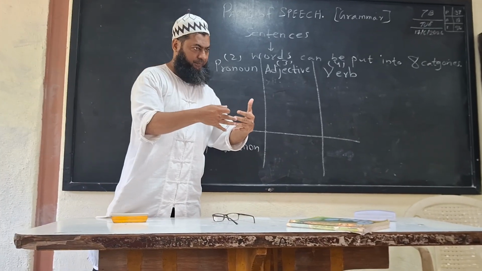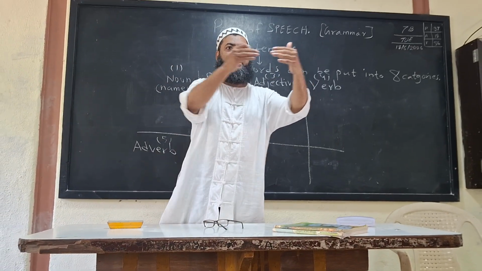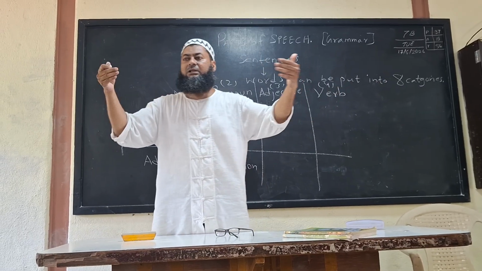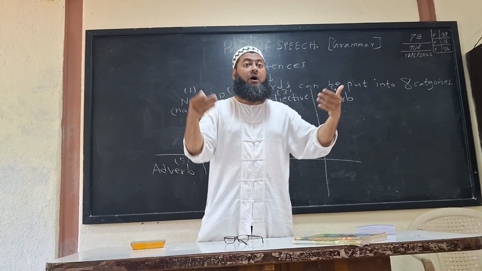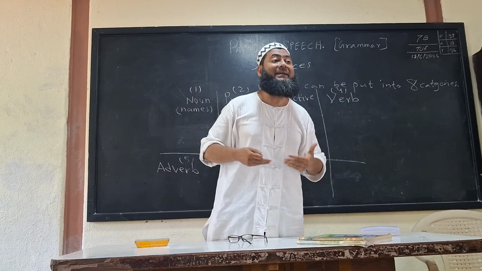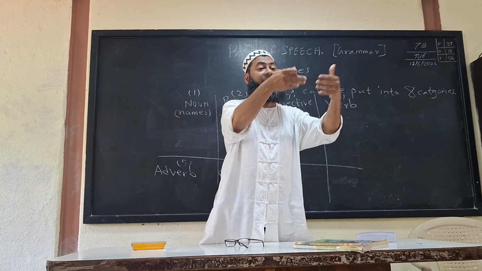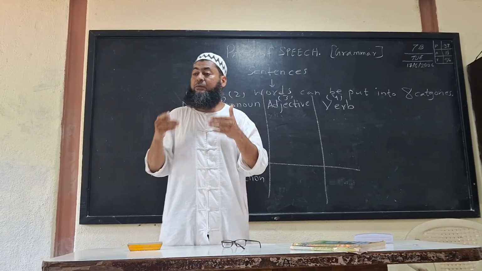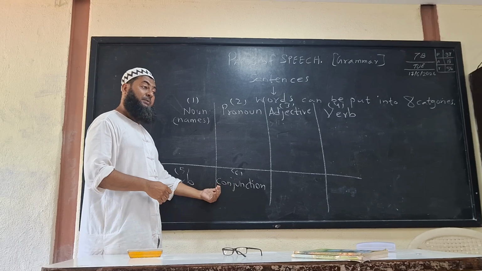Conjunction means the word that joins the sentence. Sometimes you speak a sentence and the sentence is lengthy. Being lengthy is the result of addition. Some sentence has got added in it because of some word that is connecting it. So that connecting word is called conjunction. This is another special word.